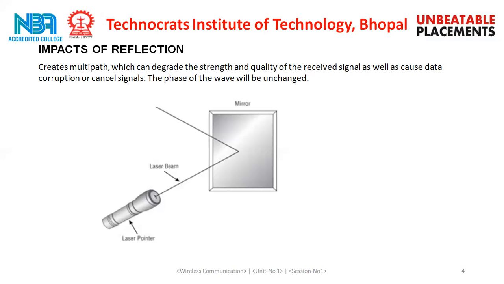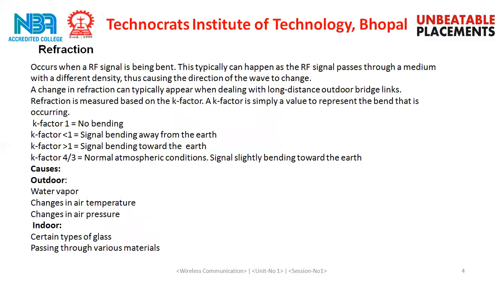By this reflection, we can understand it creates multipath, which can degrade the strength and the quality of the received signal, as well as cause data corruption or cancel the signal. The phase of the wave will be unchanged. So reflection may occur for any reason, and as the number of reflections increases, the quality of the signal may degrade, but the phase of the wave will remain the same.